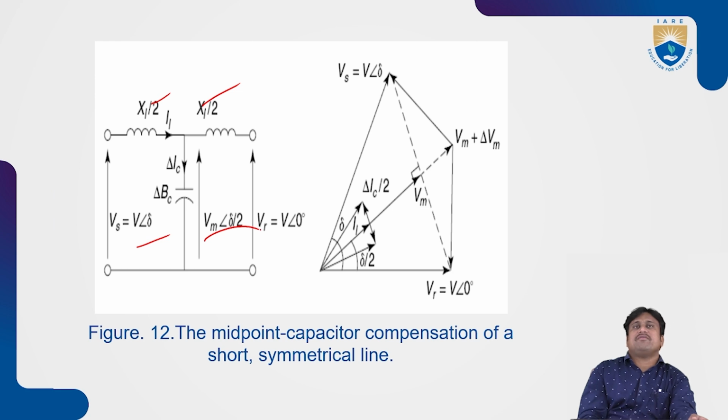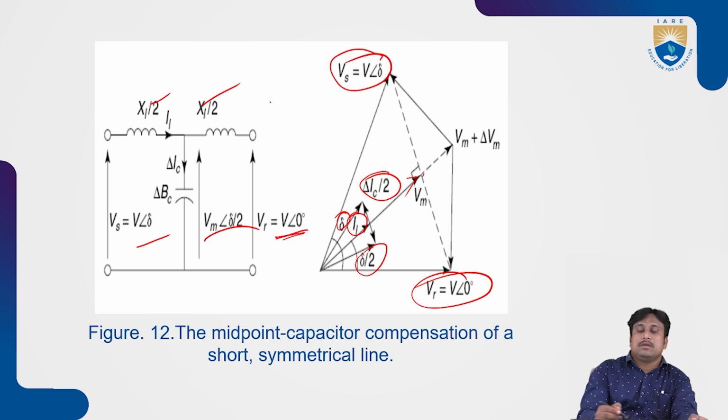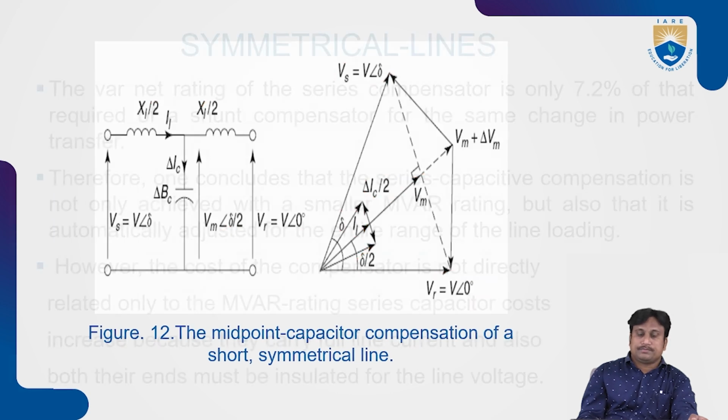They are drawn at an angle of delta by 2, and the receiving end voltage is V at an angle of 0 degrees. As the phasor exists with the receiving end voltage, the components are split into Vm and delta IC by 2, and this is IL at delta by 2. So the sending end voltage becomes V at an angle delta. The splitting coefficients are Vm plus delta Vm. All these coefficients are split according to the vector representation of midpoint capacitor compensation of a simple short symmetrical line.